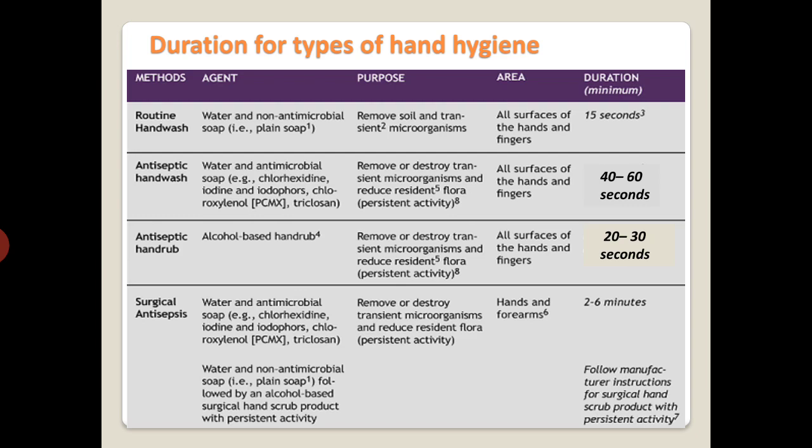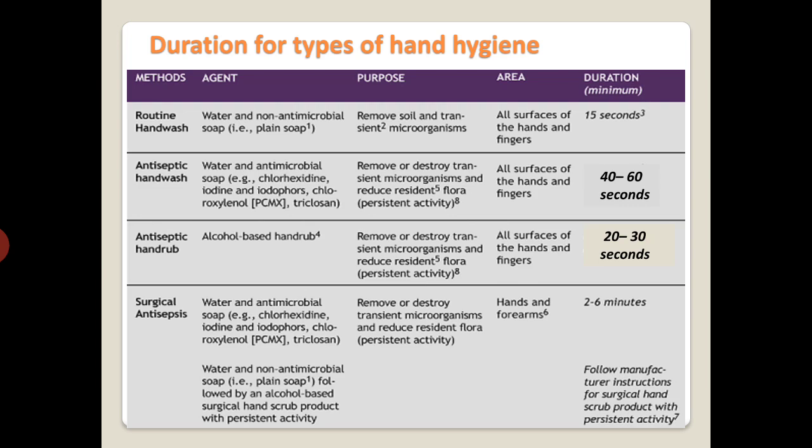The second method, antiseptic hand wash, uses antimicrobial soap and water. It removes or destroys the transient microorganisms and reduces the resident flora, and it covers all surfaces of the hands and fingers, and it needs 40 to 60 seconds. Coming to the antiseptic hand rub, where we use alcohol based hand rub or liquid, which removes or destroys the transient microorganisms and reduces the resident flora. The area covered is all surfaces of the hands and fingers, and the duration is 20 to 30 seconds.